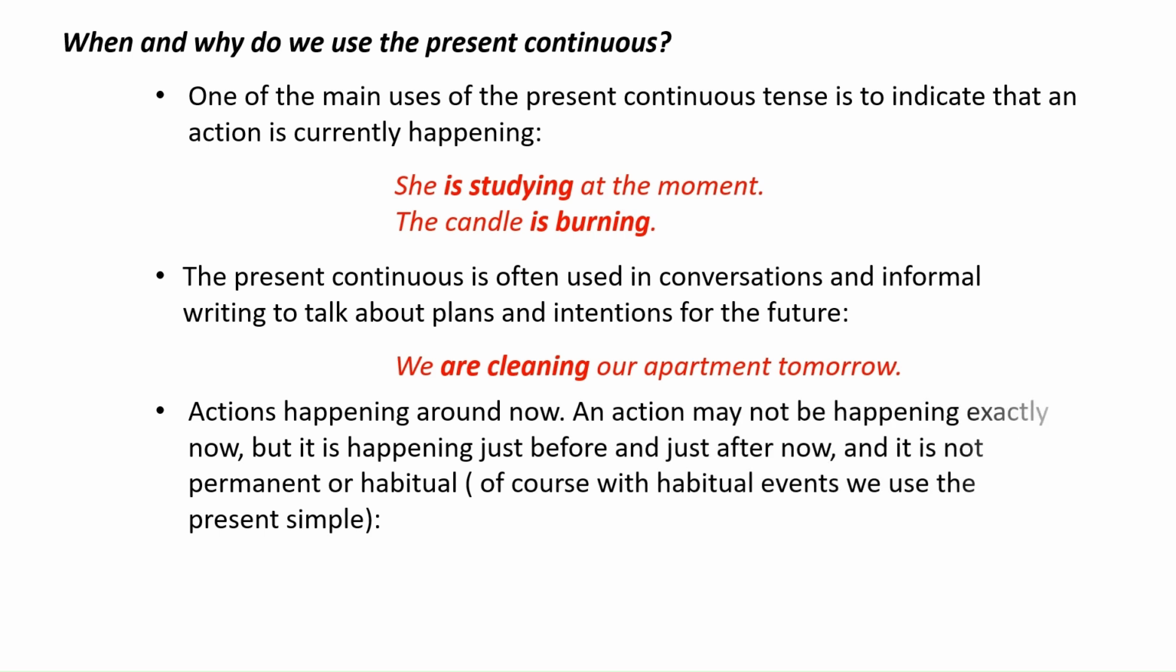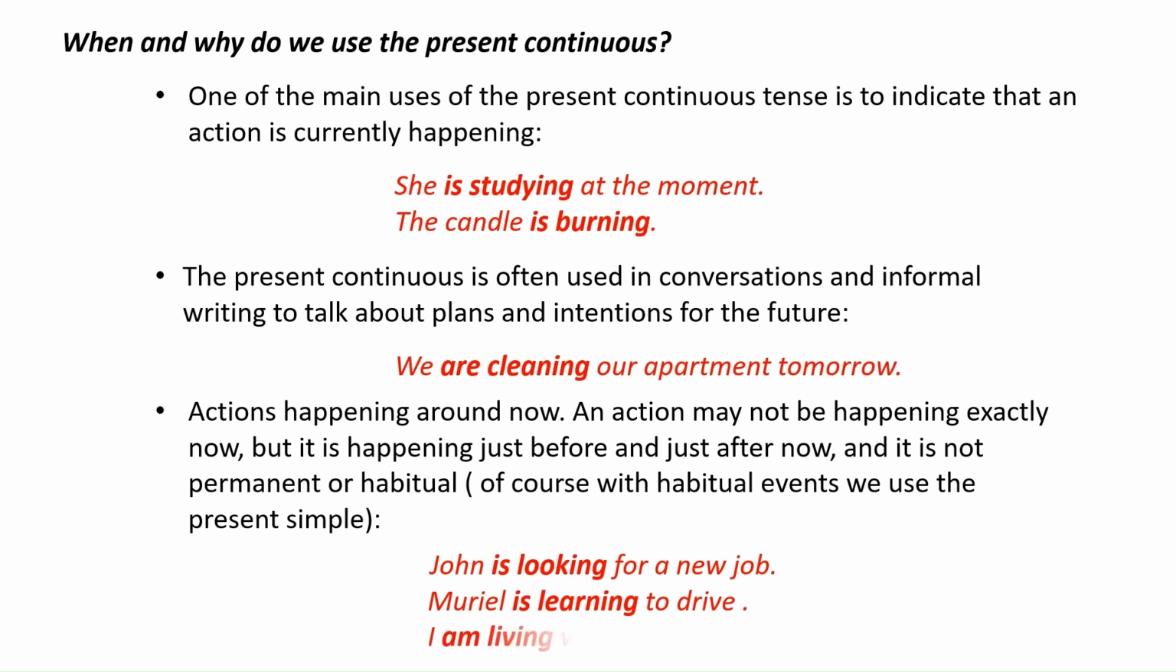Sometimes an action may not be happening exactly now, but it is happening just before and just after now, and it is not permanent or habitual. In those situations, it's suitable to use the present continuous tense. Examples: 1. John is looking for a new job. 2. Mirel is learning to drive. 3. I'm living with my sister until I find an apartment.